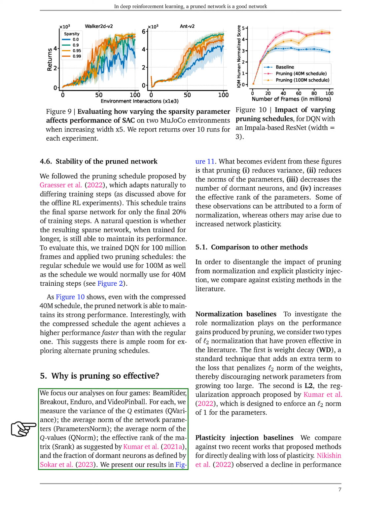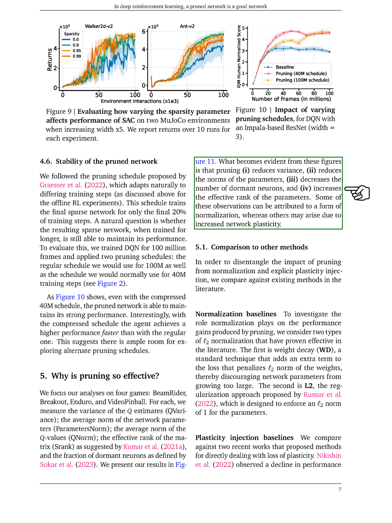We focused our analysis on 4 video games: Beam Rider, Breakout, Enduro, and Video Pinball. For each game, we looked at several metrics: the variance in the Q value estimates, the average size of the network parameters, the average size of the Q values, the effective rank of the matrix, and the proportion of inactive neurons. Our results, summarized in the figures, reveal that pruning not only reduces variance and the size of the network parameters but also decreases the number of inactive neurons and increases the effective rank of the parameters. These effects could be due to a kind of normalization or perhaps because the network becomes more adaptable.